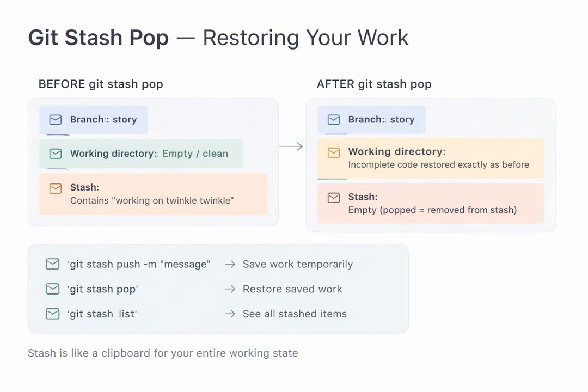The command git stash pop is what brings your work back. Think of it like a stack. You pushed your work onto the stash, and now you pop it back off. After running git stash pop, your incomplete code reappears in the working directory, exactly as you left it. The stash entry is also removed once it's popped, since you've retrieved it. There's also a useful command called git stash list, which shows you all the items currently in your stash, helpful if you've stashed multiple things.